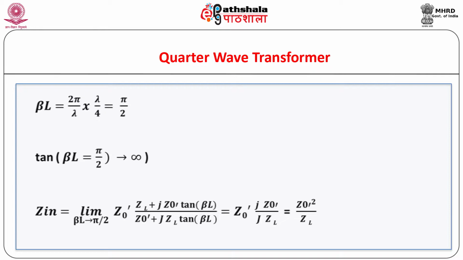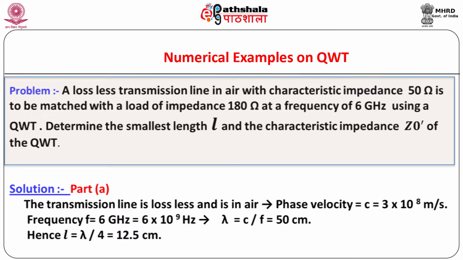Let us see a simple numerical problem related with QWT. The problem reads as shown. A lossless transmission line in air with characteristic impedance 50 ohm is to be matched with a load impedance of 180 ohm at a frequency of 6 GHz using a QWT. Determine the smallest length L and the characteristic impedance Z0' of the QWT.